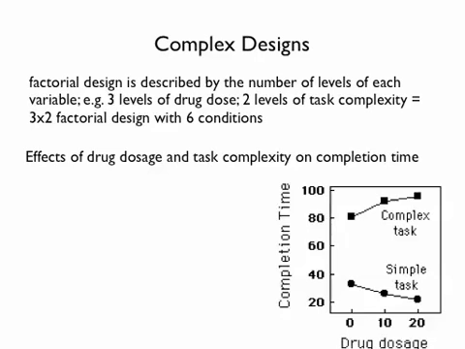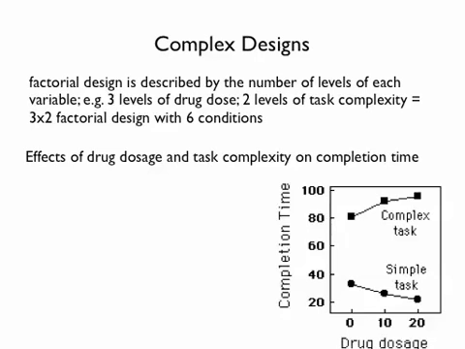These are two levels of a second factor. So two things were manipulated here. Participants were asked to do either a simple task or a complex task, and they were taking a drug at a dosage of 0, 10, or 20 milligrams. And we can assume, just for the moment, that 0 means they were taking an appropriate placebo.